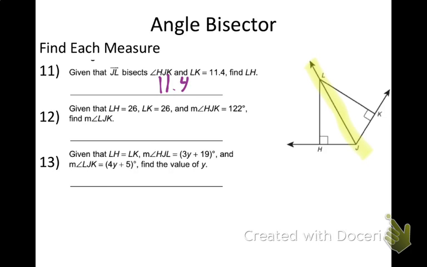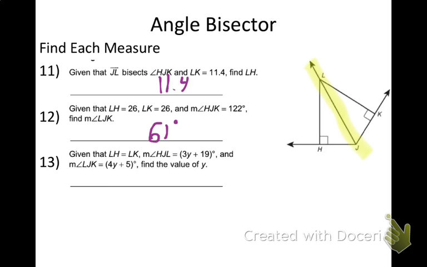Given that LH is 26 and LK is 26, and measure of HJK is 122, find the measure of LJK. Noah, what do you say, man? Oh, sir. The whole angle is 122. I want LJK. So, can you fix it? What do you got then? 61 degrees is correct. Nice job, sir.